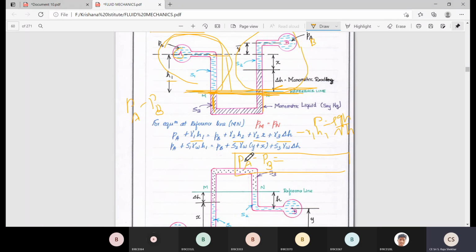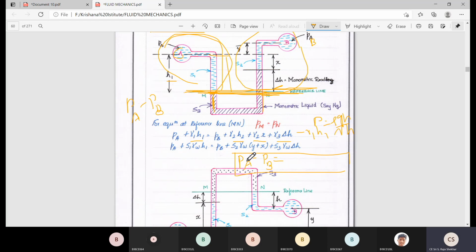So pitot tube is similar in shape to the piezometer, but the purpose is different. Pitot tube is used to measure the velocity of flow. One end of this pitot tube is directly open to the flow, facing the velocity of flow, and the other side is just open to the atmosphere.